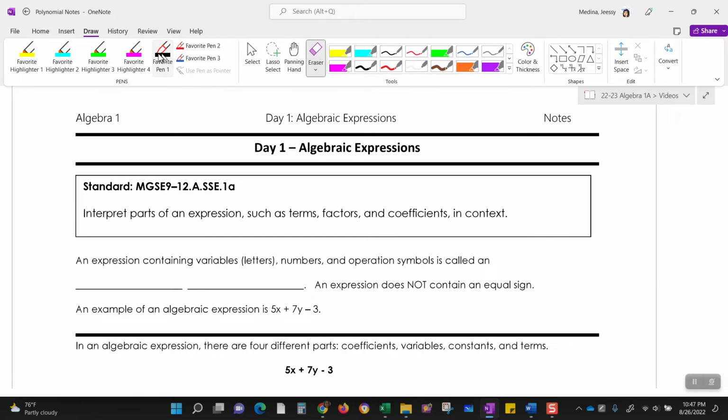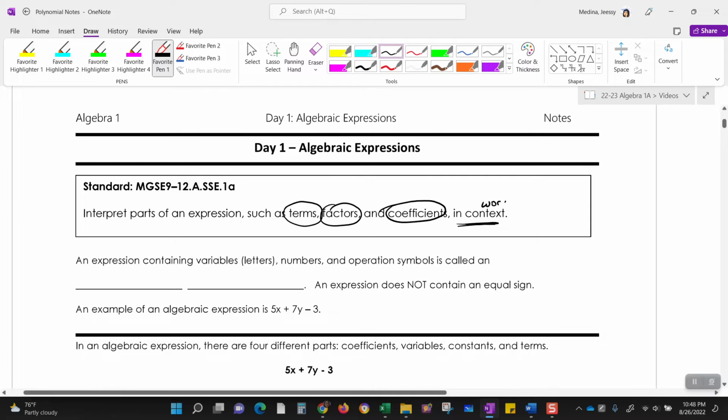Okay. Hello dearies, this is Miss Medina and we're going to record a video on algebraic expressions. You need to be able to identify the terms, the factors, the coefficients in context, which means related to a word problem.